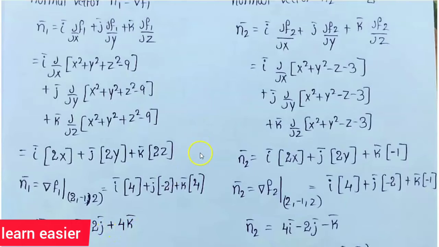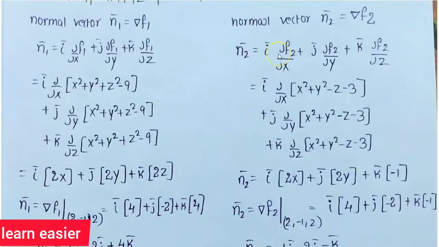In the same way we have to find the normal vector for the function f2. So here the normal vector n2 bar is i bar into dou f2 by dou x plus j bar into dou f2 by dou y plus k bar into dou f2 by dou z. So we have to substitute the function f2 here in this equation. So after substituting, we get the f2 function in each place.